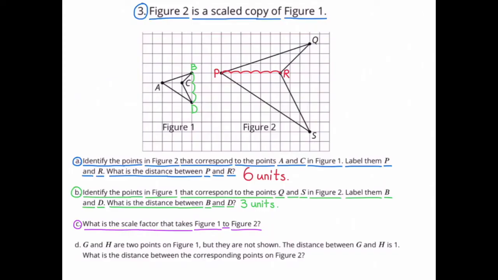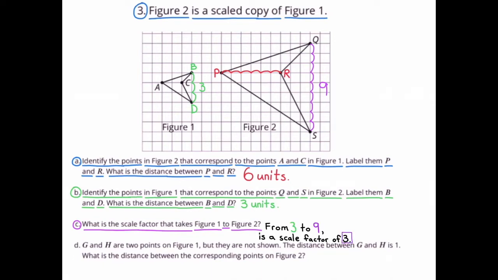C. What is the scale factor that takes Figure 1 to Figure 2? On Figure 1, the distance between points B and D is 3, and the distance between their corresponding points on Figure 2, points Q and S, is 9, and 9 is 3 times greater than 3, so it would have a scale factor of 3.